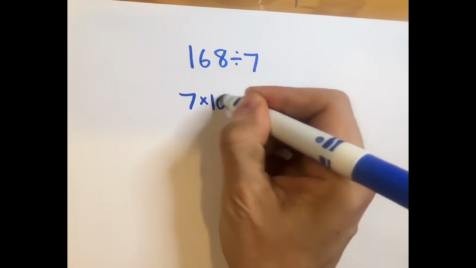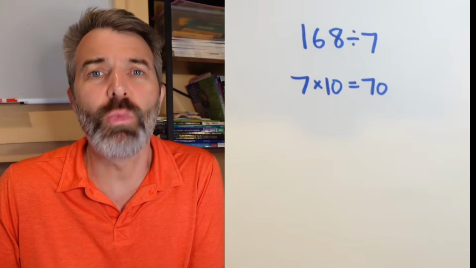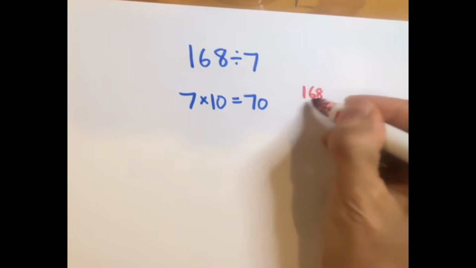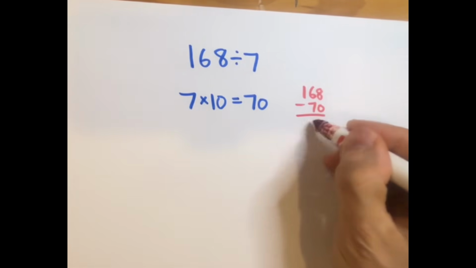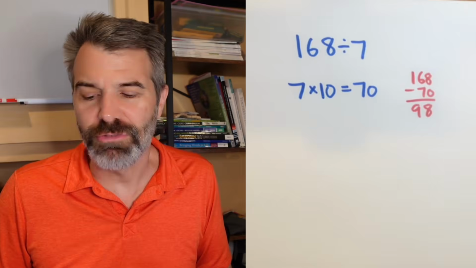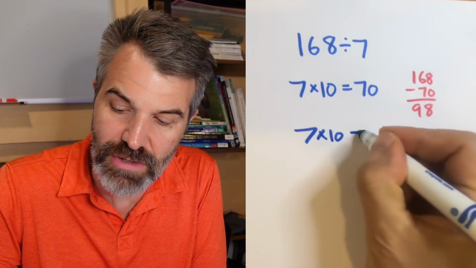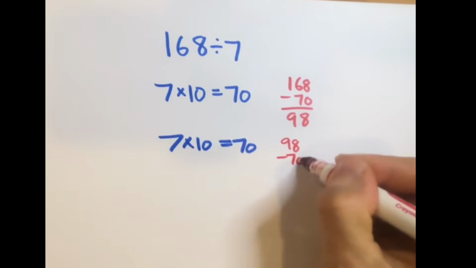Most kids know that 7 times 10 is 70. And then I can think, okay, I'm partway there. That's called a partial quotient. I can do 168 minus 70, and that's going to be 98. So now I can keep going and say, well, I can fit another 70 in there, so another 7 times 10 is 70, and 98 minus 70 is 28.